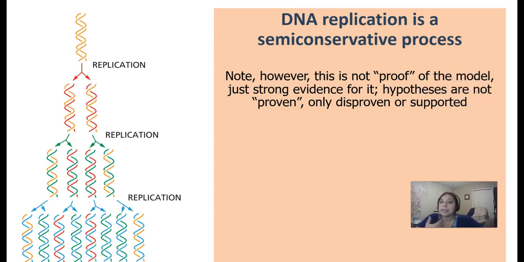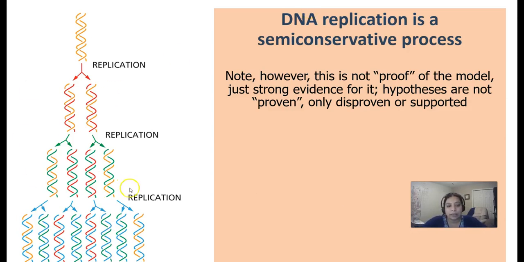Now, again, this is not a proof of the model. It's just very, very strong evidence for it. So hypotheses are never really proven. They can either be disproven or they're supported. And in this case, the data supports a semi-conservative process. We always have that small chance that new information comes into being where we realize that there's some other hypothesis or there is a better explanation for the data as well.